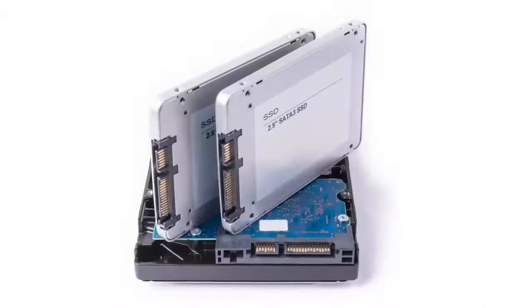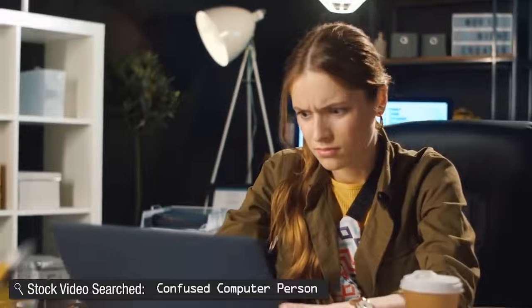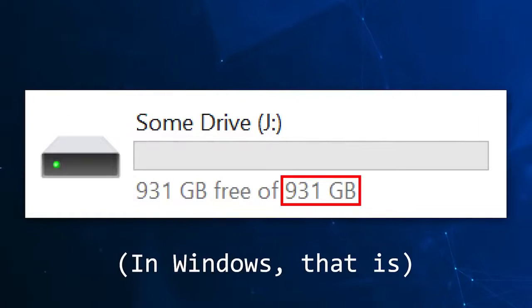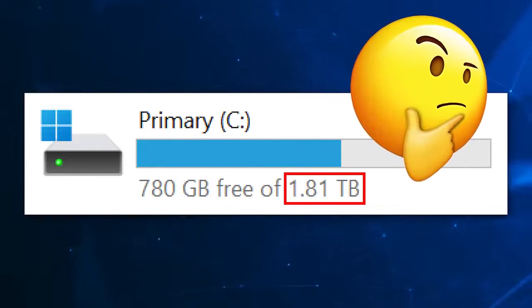If you've ever gone to buy a hard drive or SSD and you went to plug it in, you may have noticed that something doesn't add up. If it's a 1 terabyte drive, it'll only show as 931 gigabytes. If it's a 2 terabyte drive, it'll only show as 1.81, and so on. So what gives? Surely this is false advertising by the manufacturers. But actually it's not. They are telling the truth.